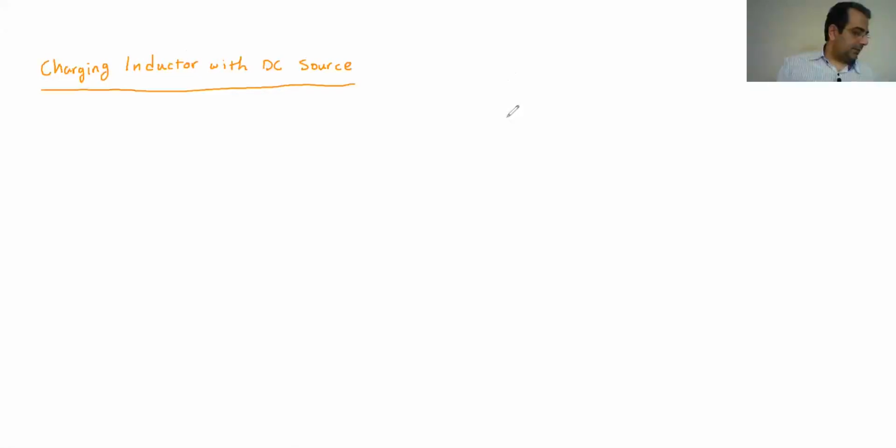Okay, let's look at an example to see, if we charge an inductor with DC sources, how the inductor is going to get charged, or what transient condition happens if we have an inductor in the system and we suddenly raise the voltage in the system. So assume we have a circuit like that.